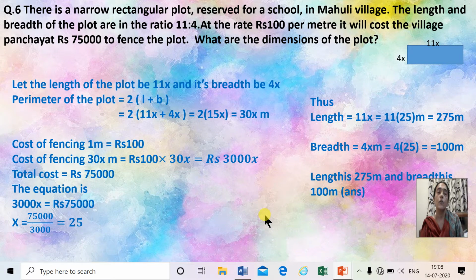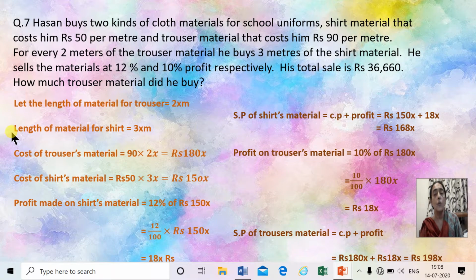So now we move on to question number 7. Question 7 now. Hassan buys 2 kinds of cloth material for school uniform. Shirt material that cost him rupees 50 per meter and trouser material that cost him rupees 90 per meter. Now for every 2 meters of the trouser material, he buys 3 meters of the shirt material.